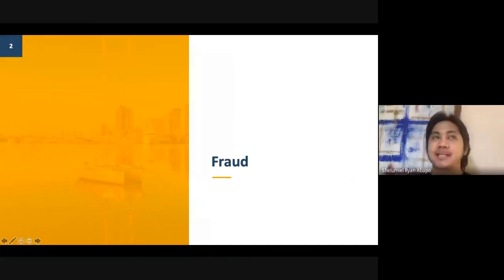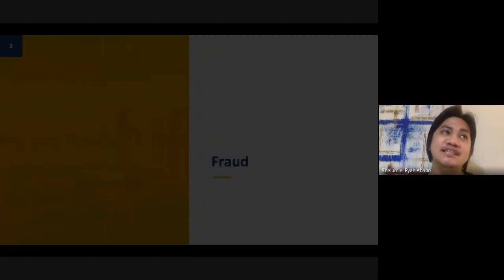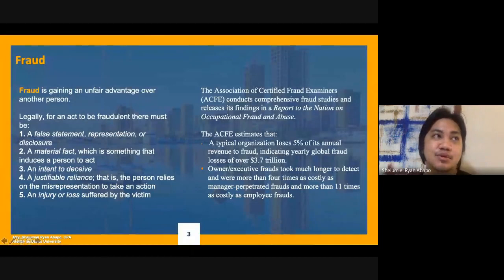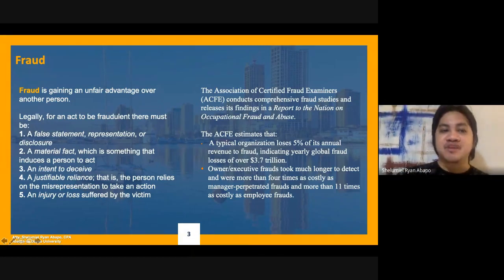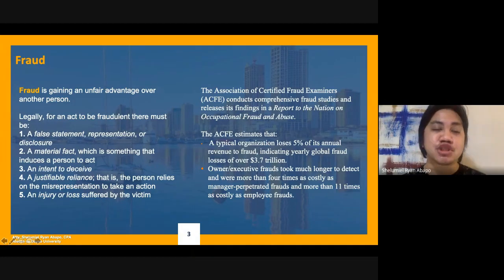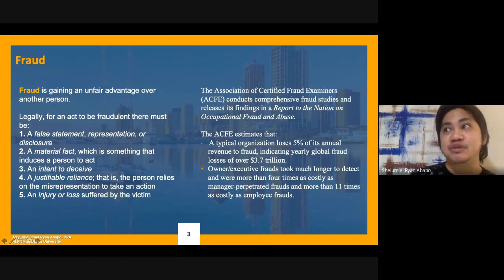So let's start our discussion with fraud, right? Because fraud is basically the basis of many of these abuses or techniques. So fraud is defined as any act or activity intended to gain an unfair advantage over another person. So if you say fraud, the intention of that particular act must be to get an unfair advantage, but not necessarily anything that would get an unfair advantage would be considered as fraud.